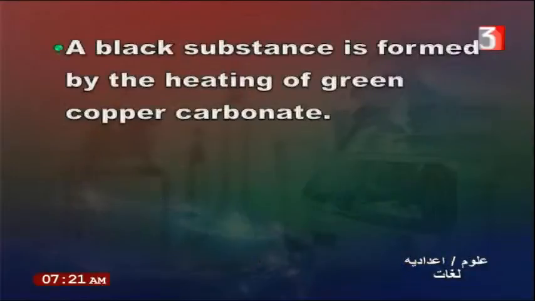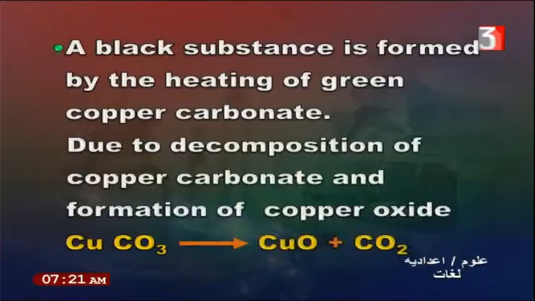A black substance is formed by the heating of green copper carbonate. Green copper carbonate, as we see, CuCO3, gave CuO as a black precipitate, and carbon dioxide evolved. So, due to the decomposition of copper carbonate and formation of copper oxide.